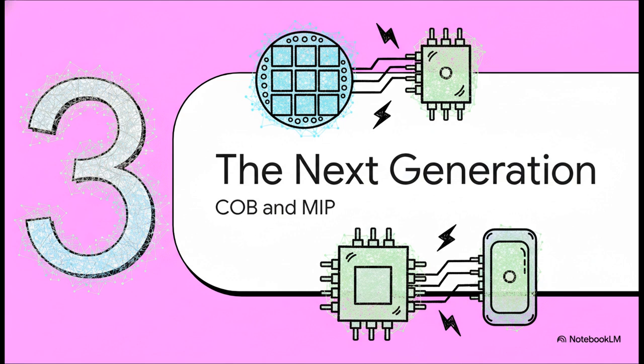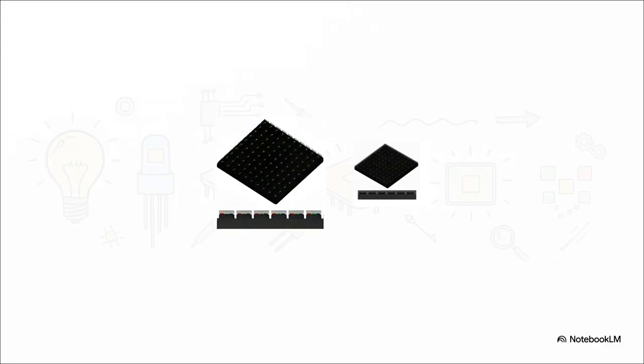So let's meet the 2 big contenders, COB, which stands for Chip on Board, and MIP, or Micro in Package. They're both trying to solve the same problems, but they go about it in totally different ways. And this slide just shows you the physical difference perfectly. On the left, that's the traditional SMD module we were just talking about. See how it's kind of bumpy? Each individual pixel package is sitting right on top of the board.